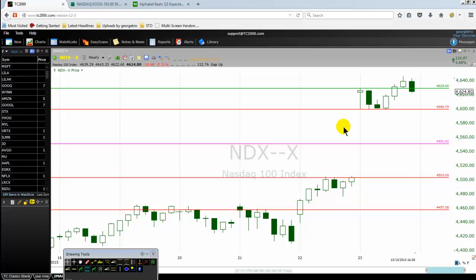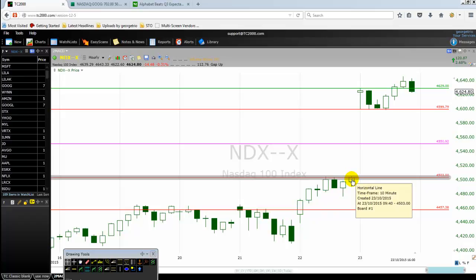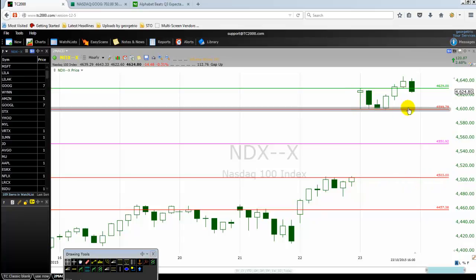It's very important for traders to understand why a financial instrument is gapping up or gapping down. On the 23rd of October 2015, we noticed that the NASDAQ 100 gapped up from the level of 4503 all the way up to the zone of 4599. This is a huge gap.